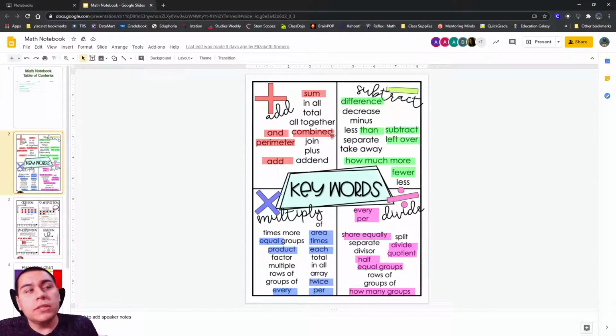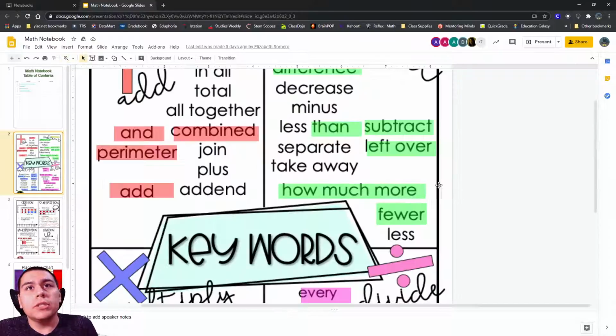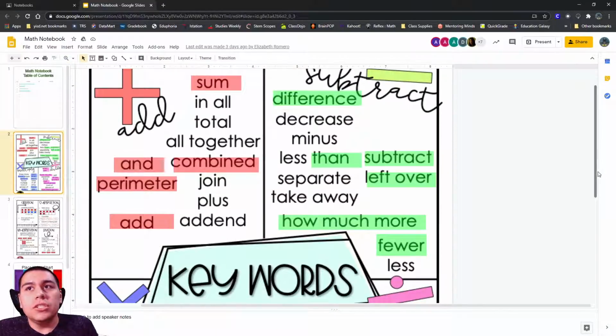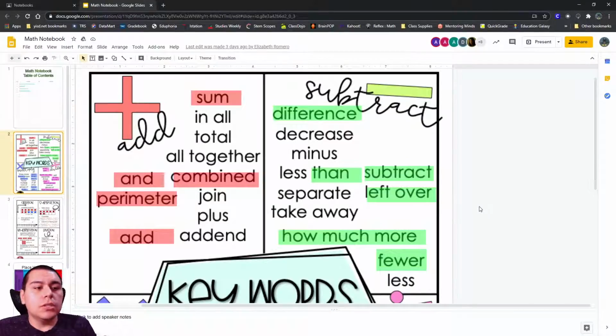The first day we focused on addition. Today we're going to focus on subtraction. And just like addition, subtraction has certain words that are big clues or big hints that they want us to use subtraction to do some math. Okay? And so some of these keywords are difference, decrease, minus, if they say less than.